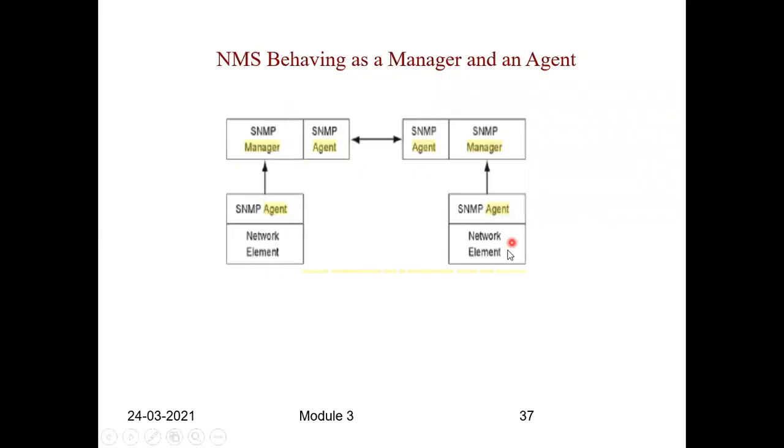Here, this is not so important, but it is there in the book. NMS behaves as a manager as well as an agent. So I have the agent, I have another SNMP agent, and here should be my manager. This manager can act as an agent as well. So it is the dual behavior of the SNMP manager. Sometimes it plays the role of a manager, sometimes it plays the role of an agent. So with this, I will end today's lecture.